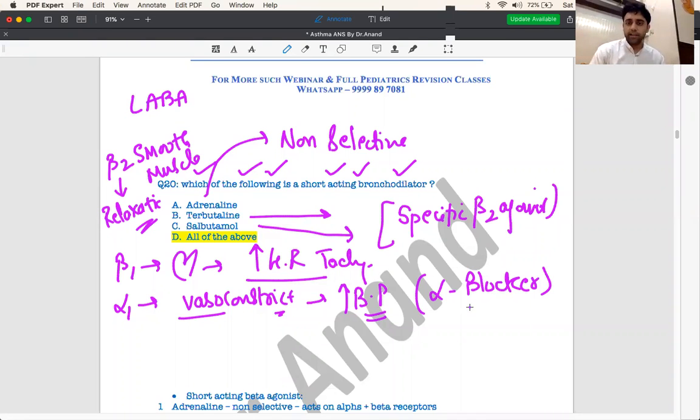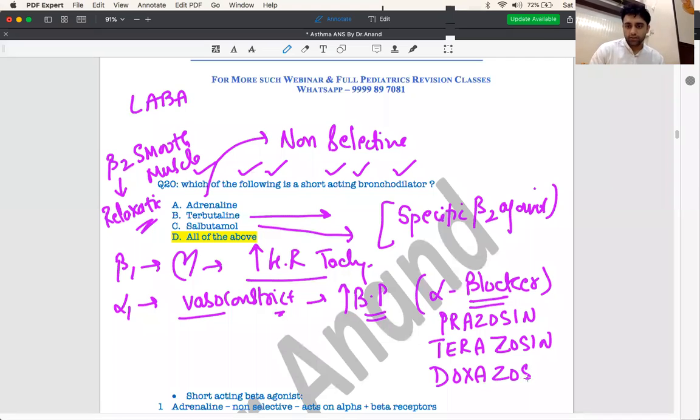So Ramya, name some alpha blockers. This is an extra question I thought of asking you. Name some alpha blockers, fast. Very good. Prazosin. Terazosin. Then doxazosin. Then tamsulosin, and one more, fast. And phentolamine. These all are the alpha blockers.